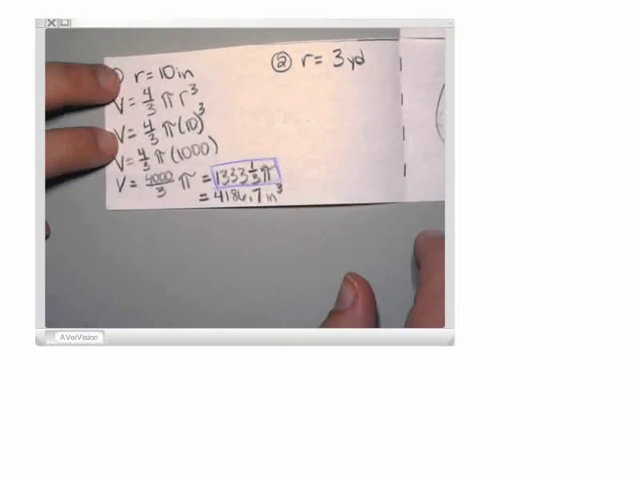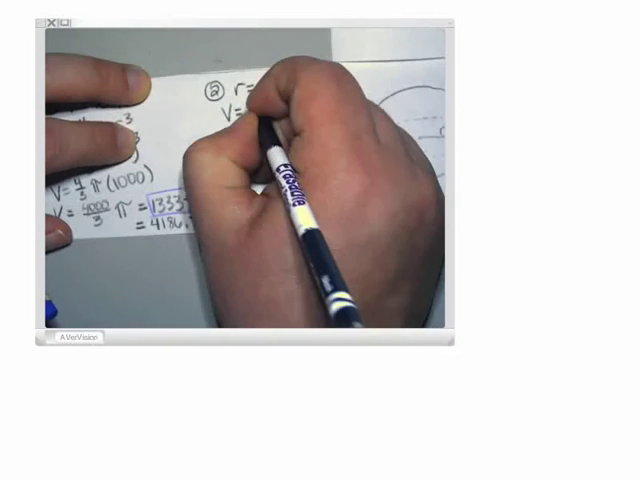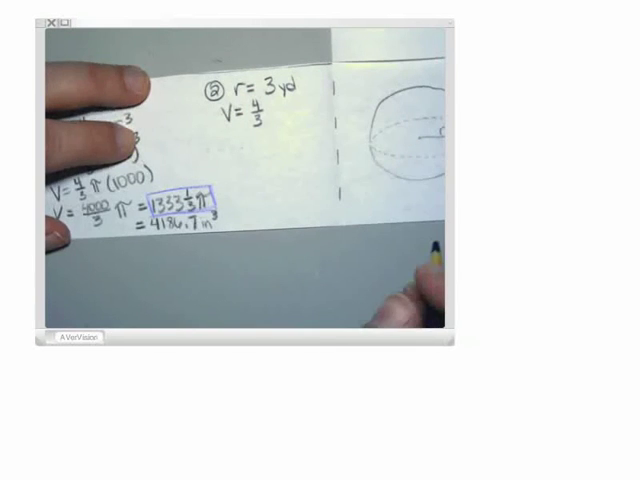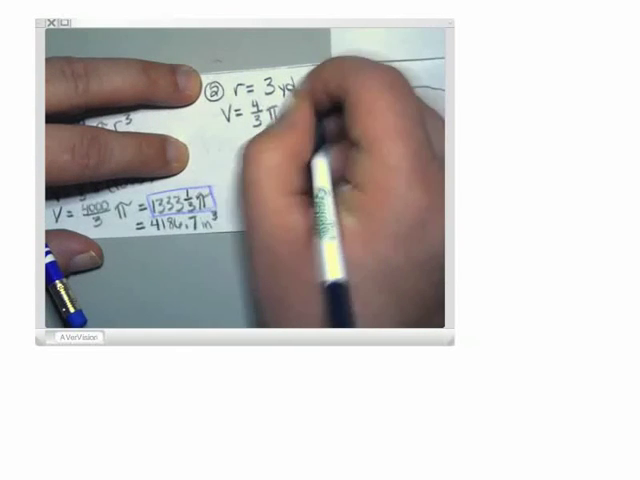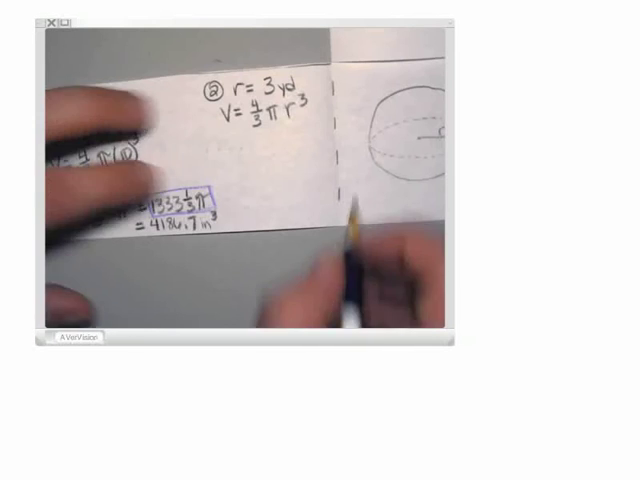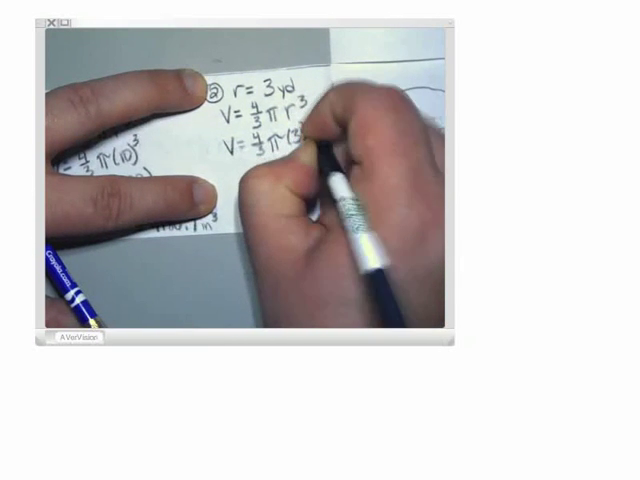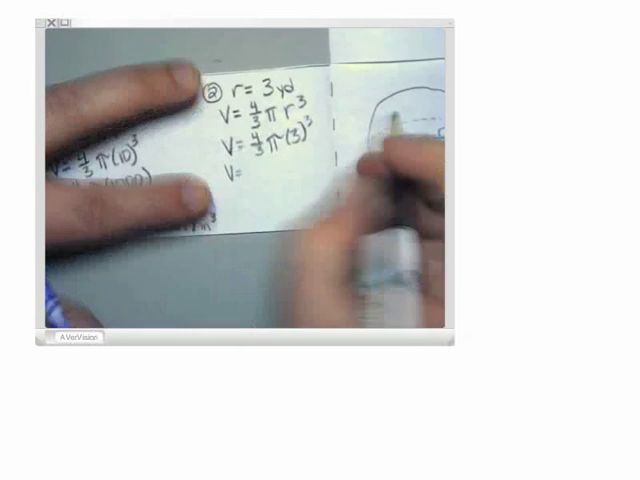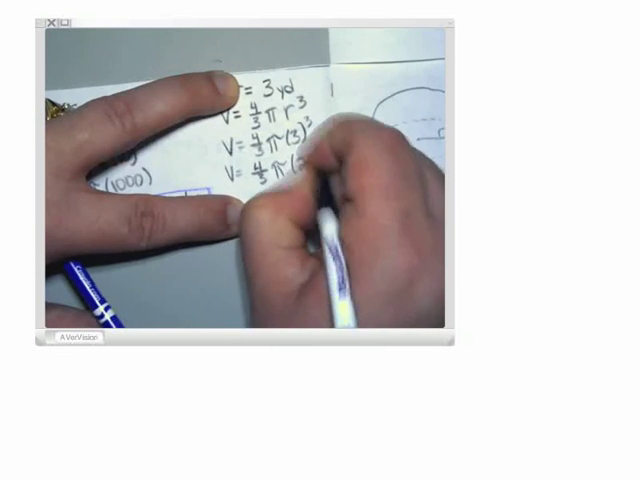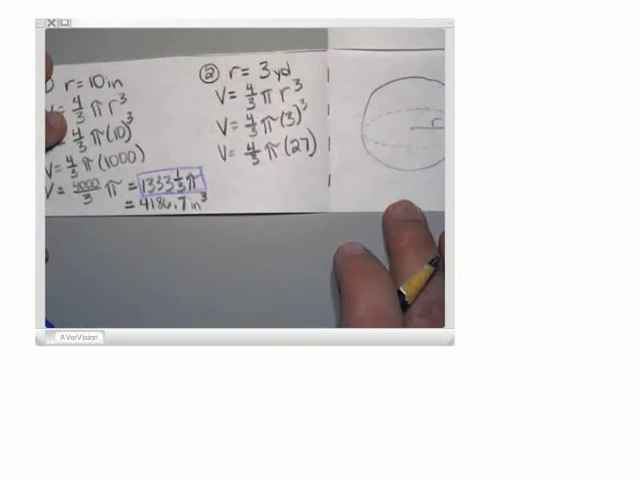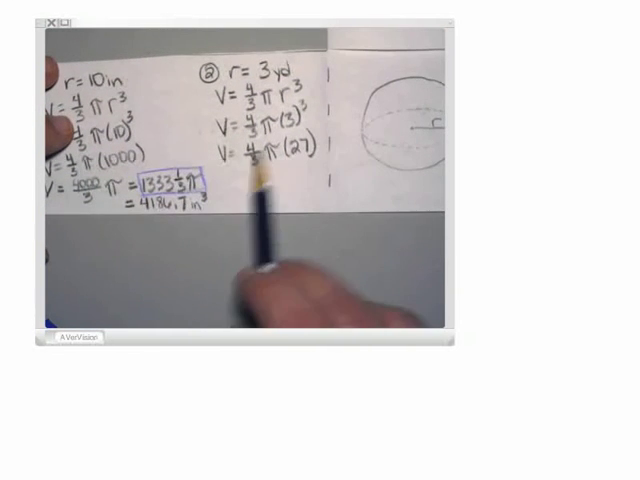Let's look at our second example. We're going to do the same thing. We're going to write the formula. 4/3 pi r cubed. We know what our radius is, so we're going to plug it in. So 4/3 times 3 cubed. 4/3 pi times 27. Now because 27 is a multiple of 3, that's going to make multiplying this pretty easy.